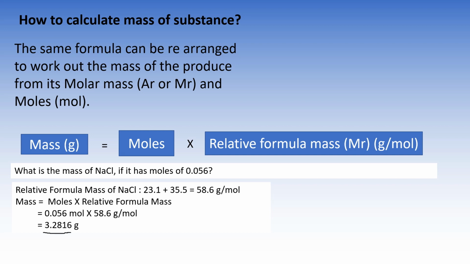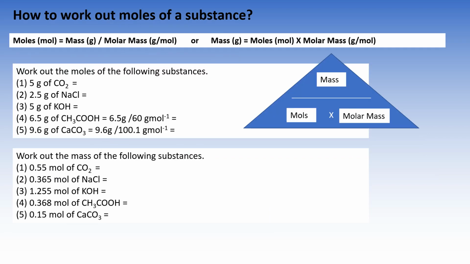Right, now let's have some practice ourselves. I have provided 5 examples where you have to work out the moles of the following substance. You can use the formula triangle provided, or you can use the equation given at the top. And the second part of the exercise is where you have to work out the mass of the following substance, and the moles have already been given. So let's go through the answers. Have a go at yourself.